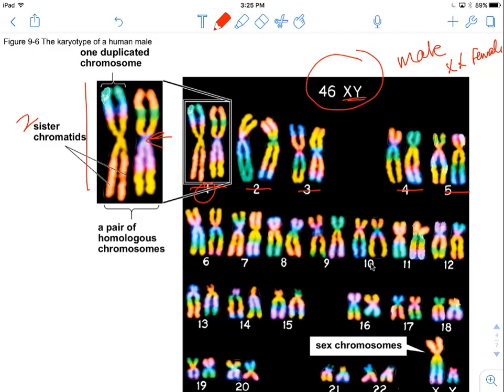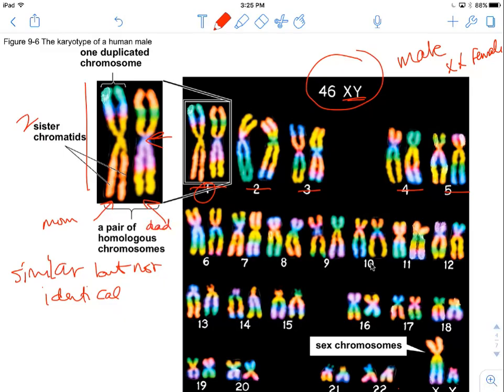They're similar. They have the same genes. They're the same length. The centromeres are in the same spot. All those similarities, but they're not identical. They're not identical because they came from each of your parents. So one copy of chromosome 1 came from mom, and the other copy of chromosome 1 came from dad.